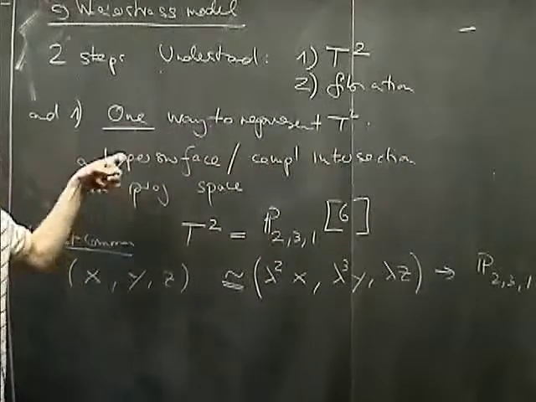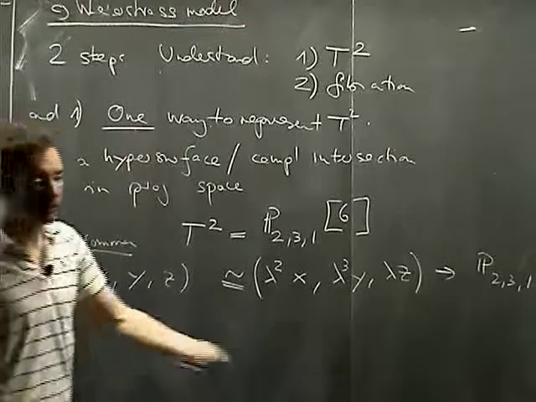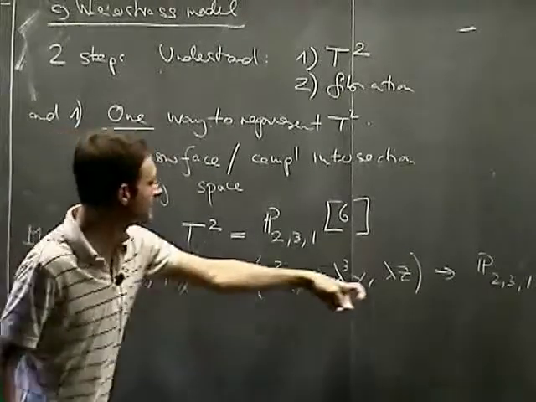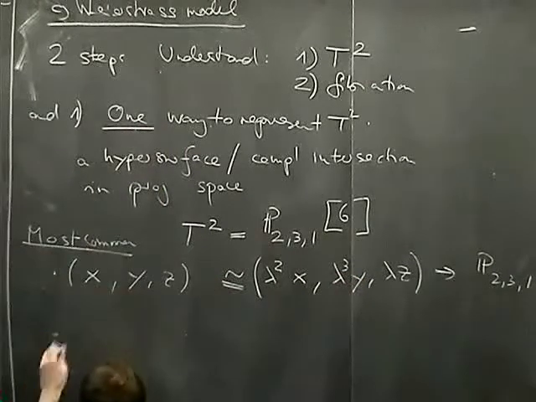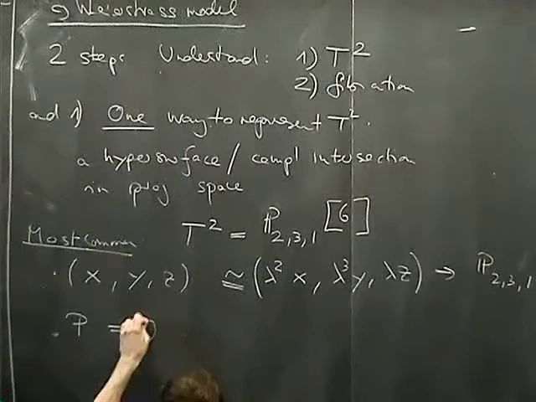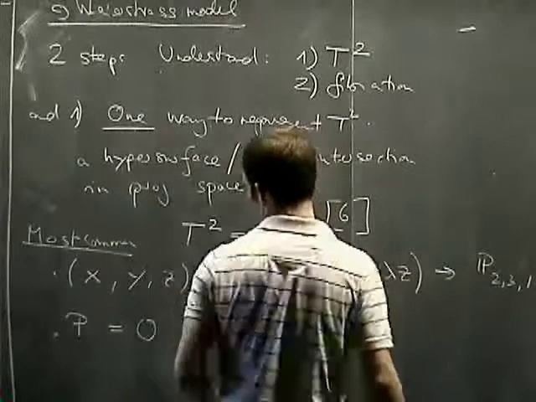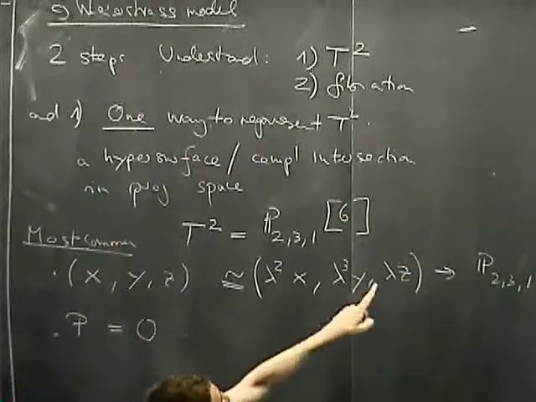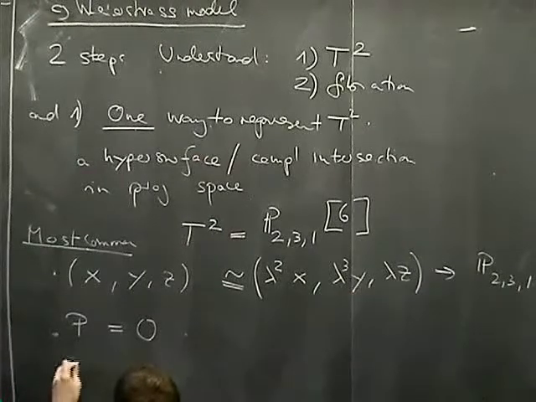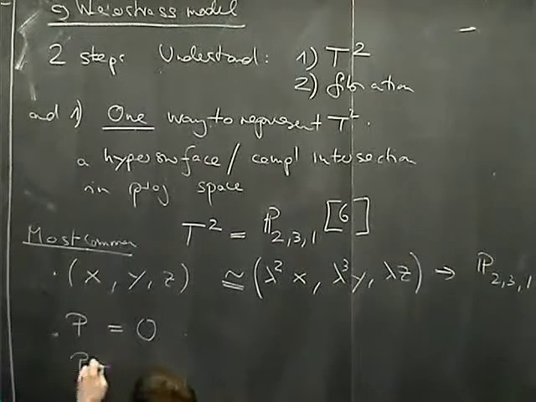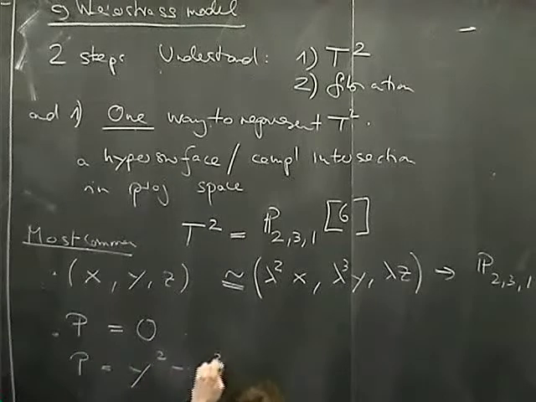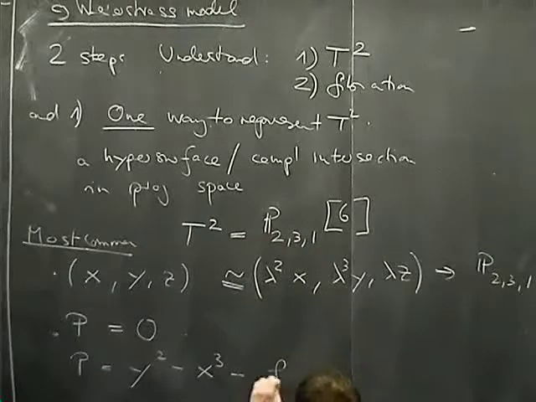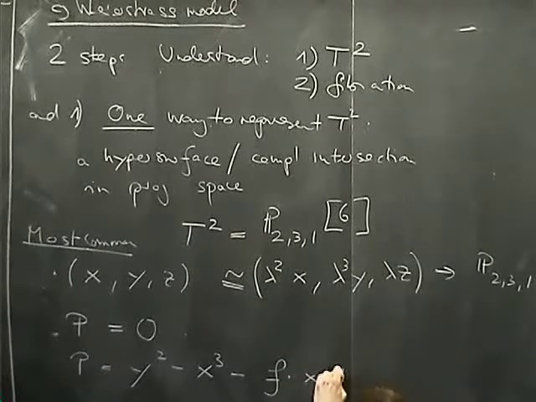And now we take a hypersurface in this. So we take one polynomial that cuts out a 1 complex dimensional space, a torus. So the hypersurface now is a constraint P equal to 0. This is a constraint, a polynomial in x, y, and z, and it must be homogeneous. And we take the degree to be 6, and then the most general form is y squared minus x cubed minus f times x z to the 4 minus g times z to the 6.